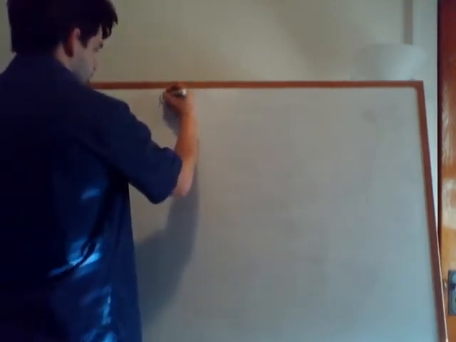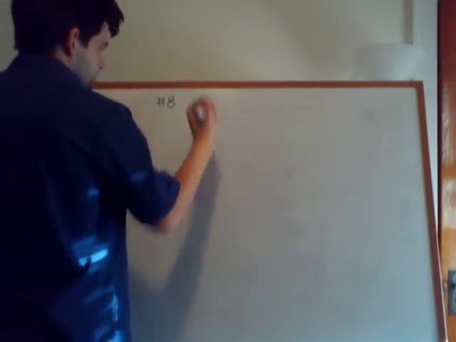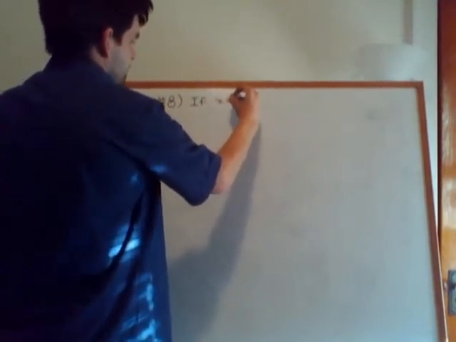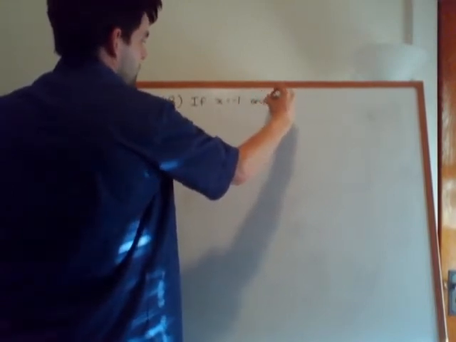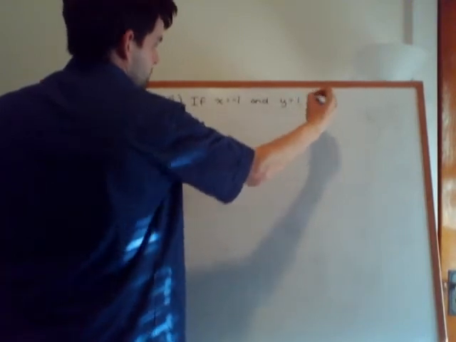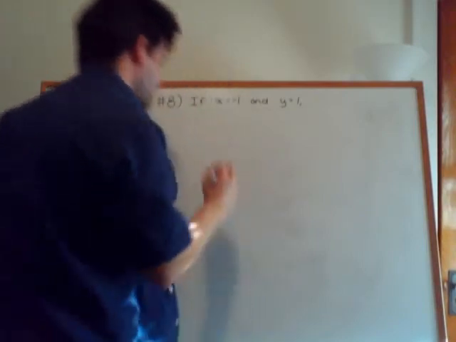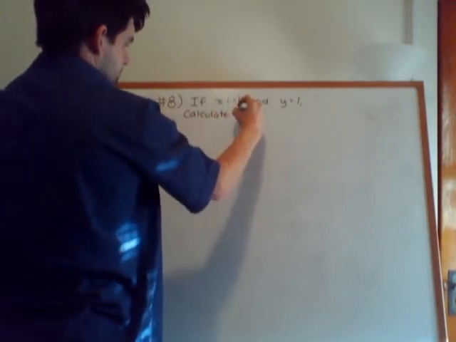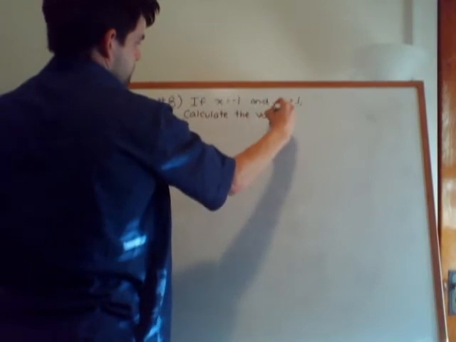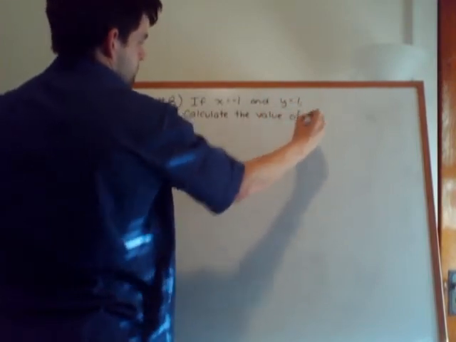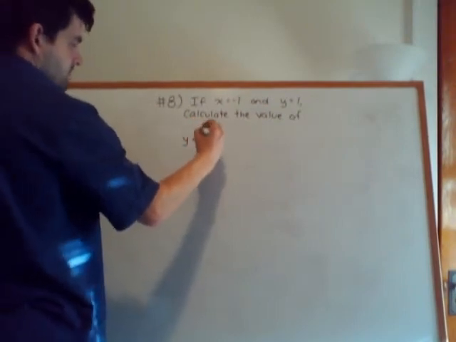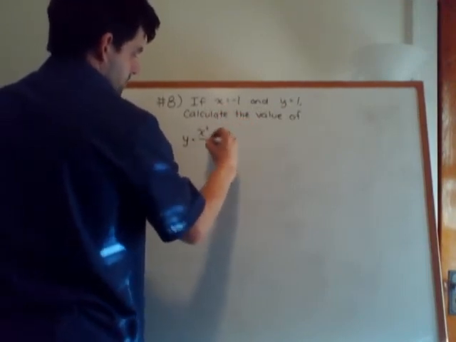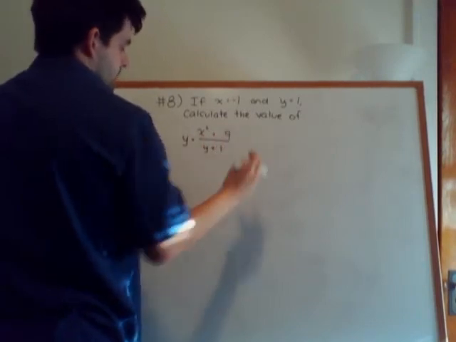So number 8. Number 8 says that if x equals -1 and y equals positive 1, calculate the value of the expression, which is y times x squared plus 9, over the quantity y plus 1.